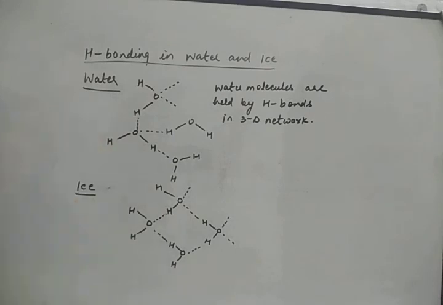What happens in liquid state? The molecules are in constant motion. So what happens when the molecules are in constant motion? The hydrogen bond breaks, again it is formed, then it breaks, again it is formed. So there is continuous forming and dissociation of hydrogen bonds. But in ice, that is in solid state, the molecules cannot move. So hydrogen bonds are fixed.